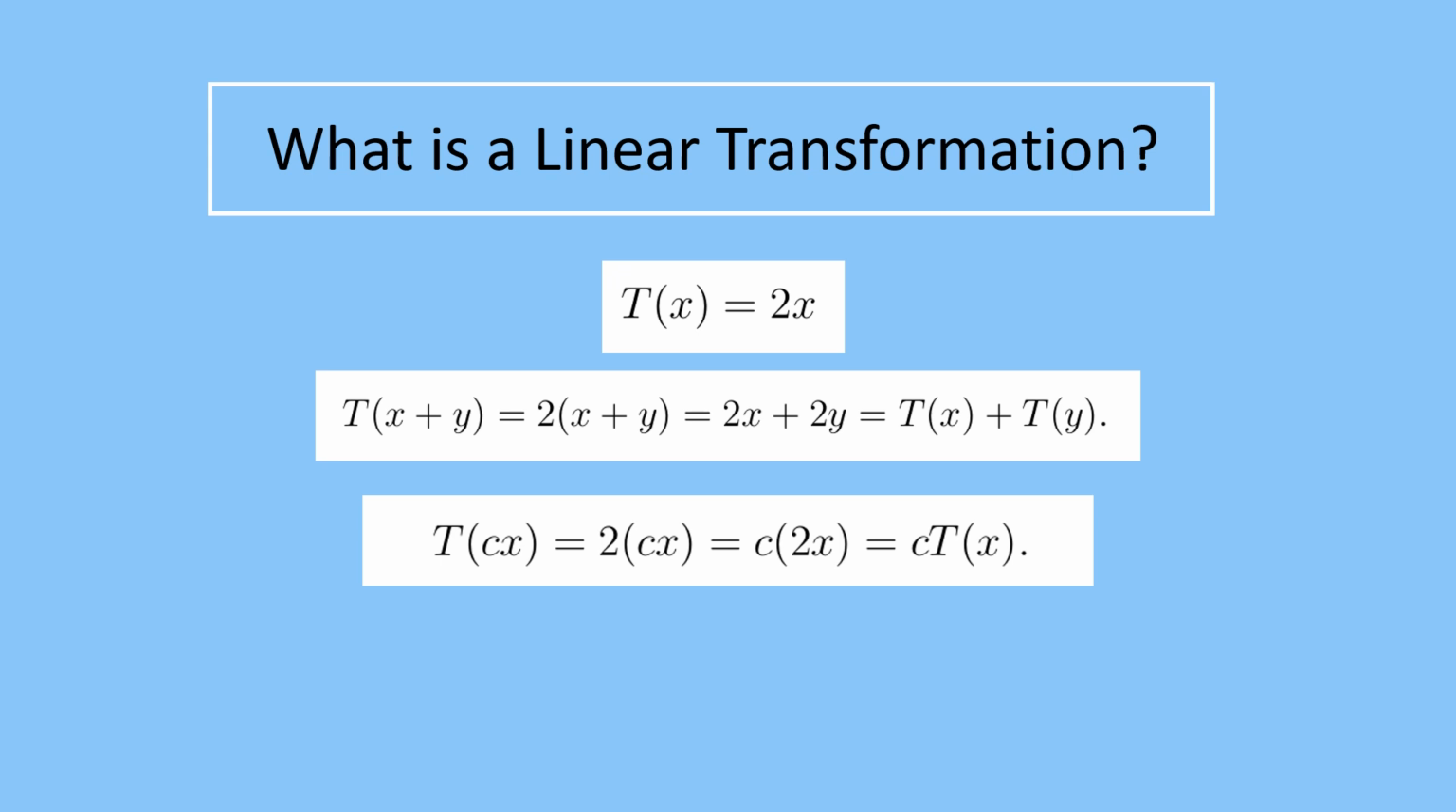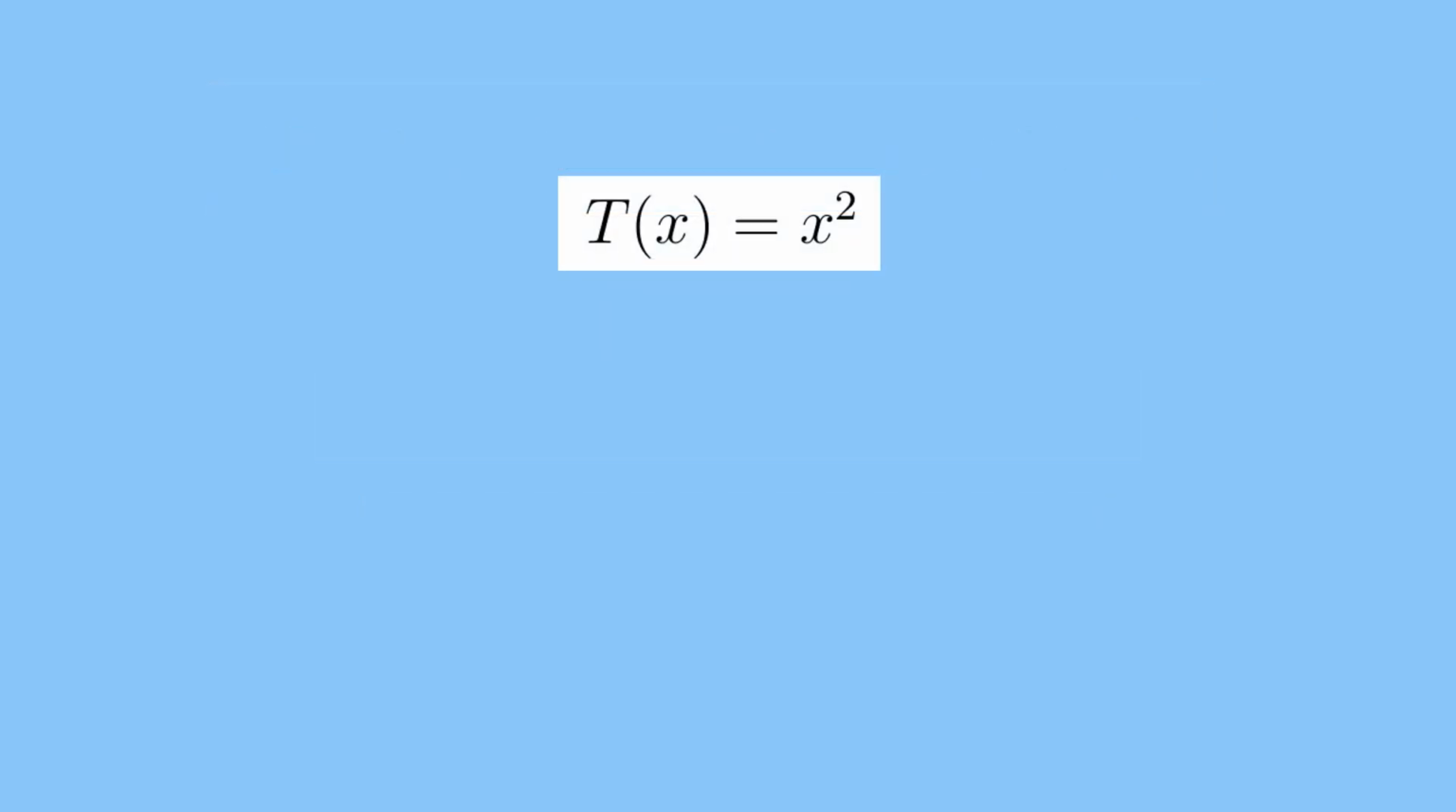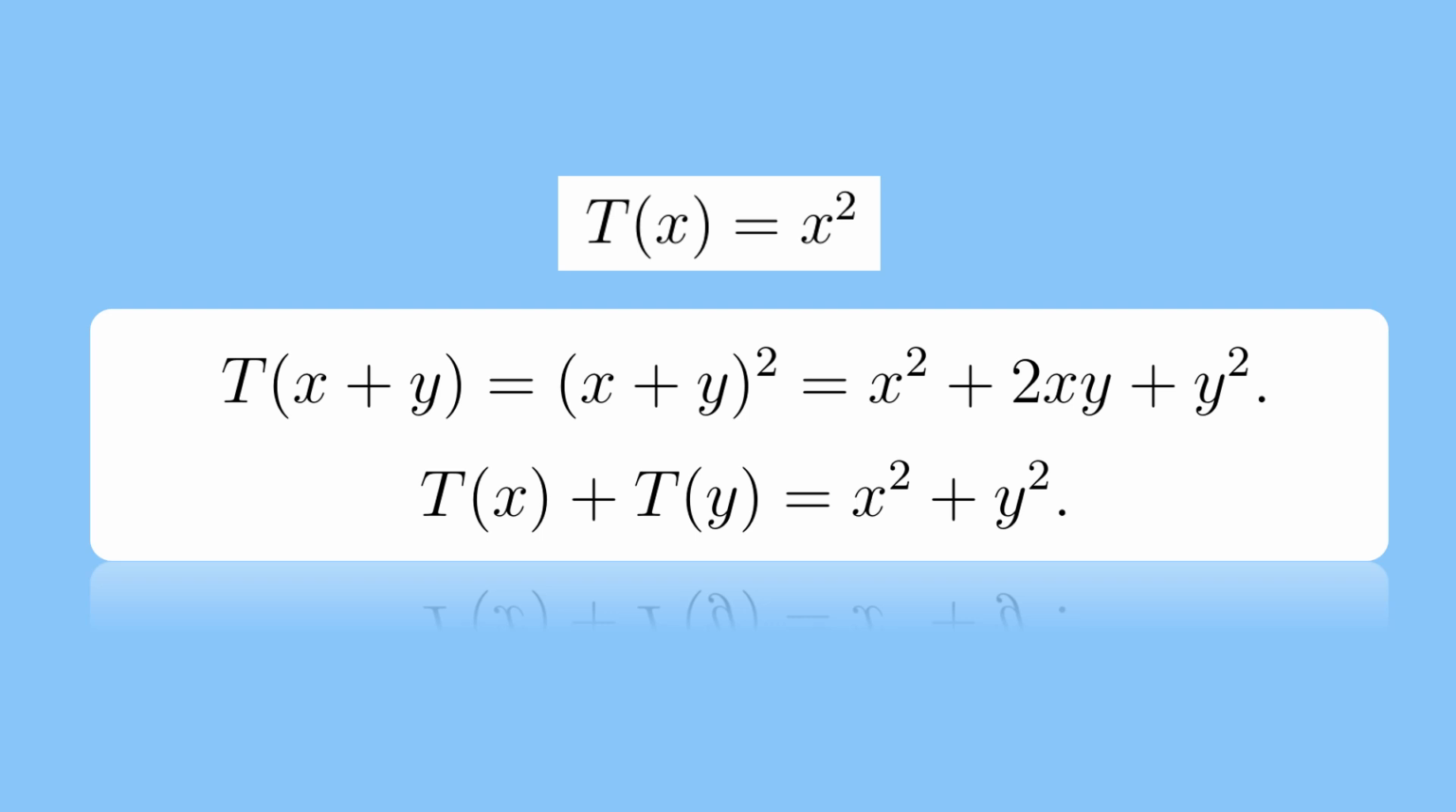On the other hand, consider a transformation T(x) defined as x squared. This function is not linear because T(x + y) equals (x + y) squared, which expands to x squared + 2xy + y squared. This result is not equal to T(x) + T(y), which is simply x squared + y squared. Since it fails to satisfy the additivity property, this transformation is not linear.